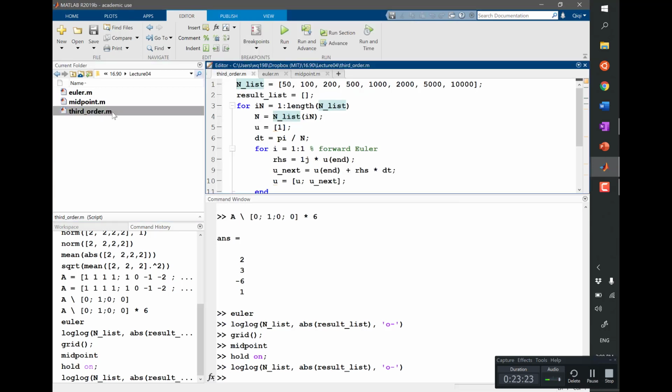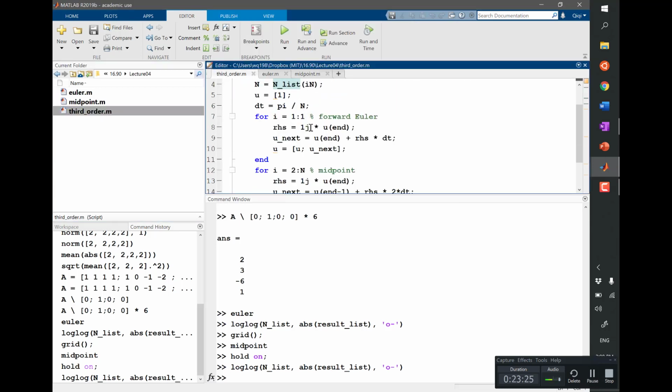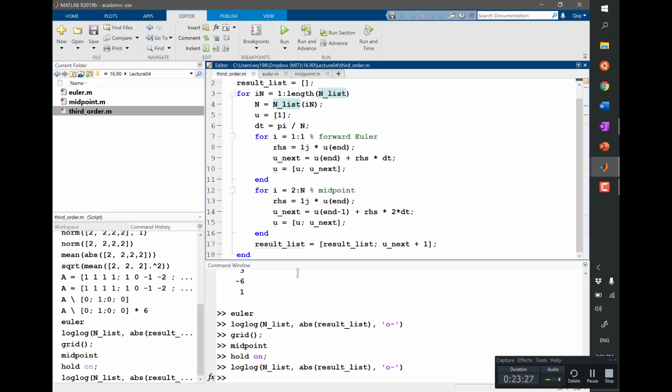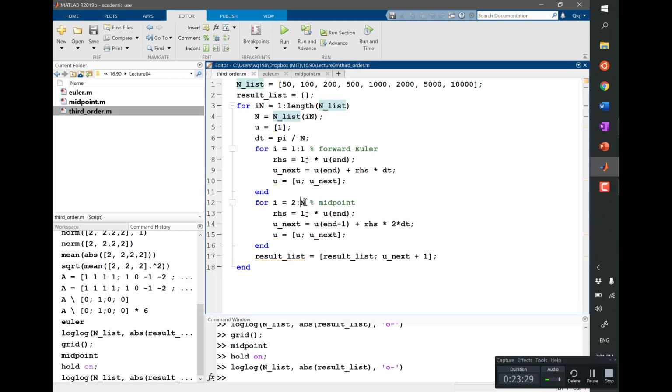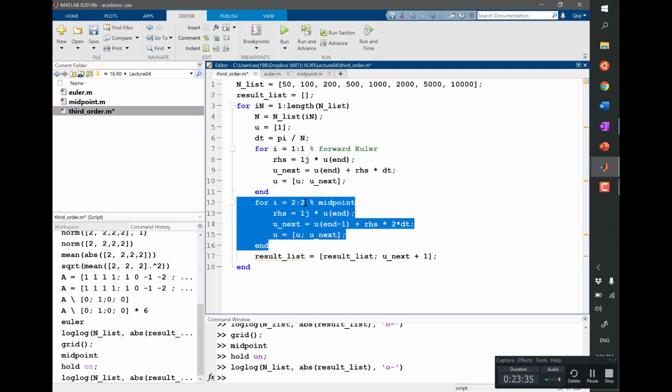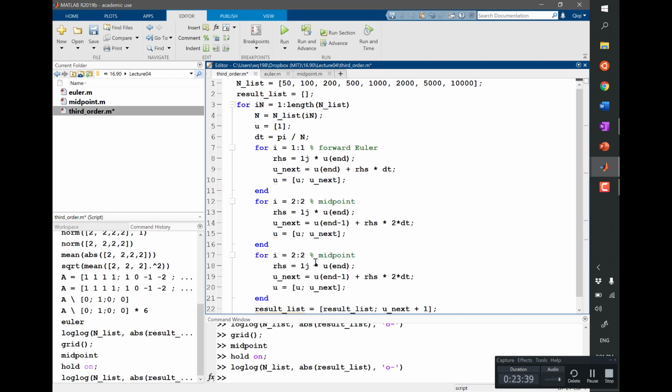So now let's actually code up our third order scheme. In order to code up the third order scheme, we are going to be using one time step of midpoint, okay, so that we get the 3 steps. And then let's start from step 3, and that's our derived scheme.